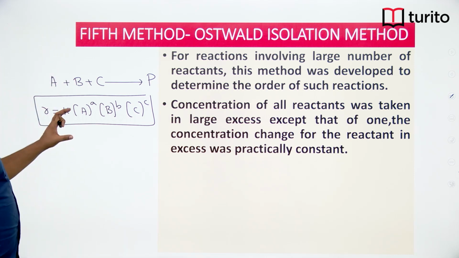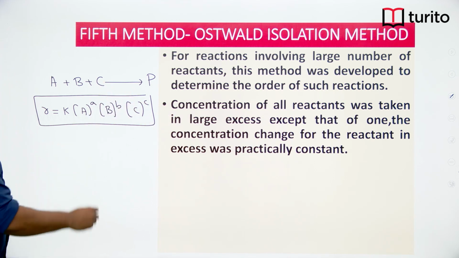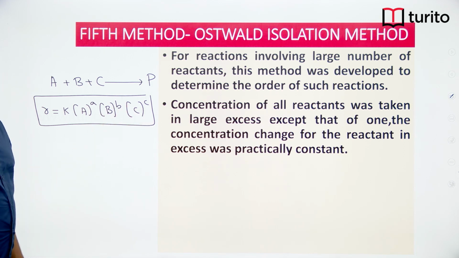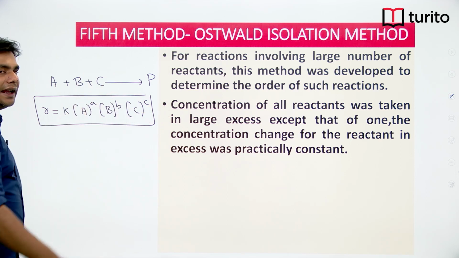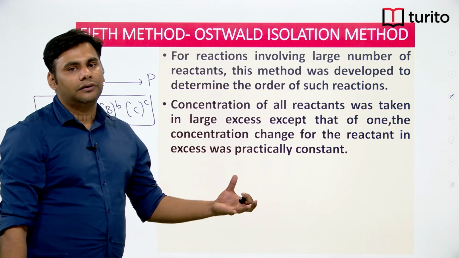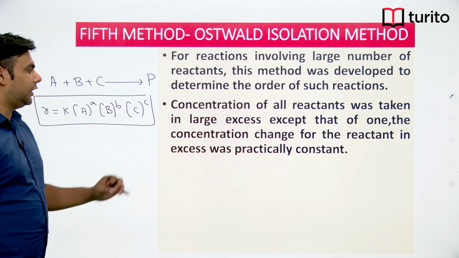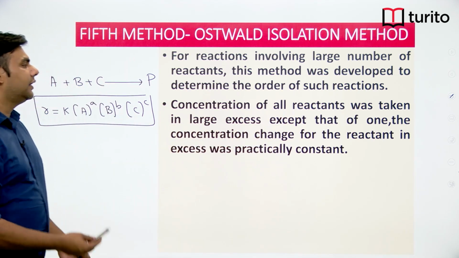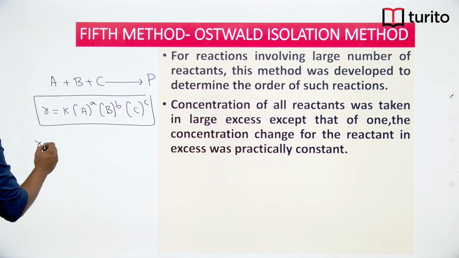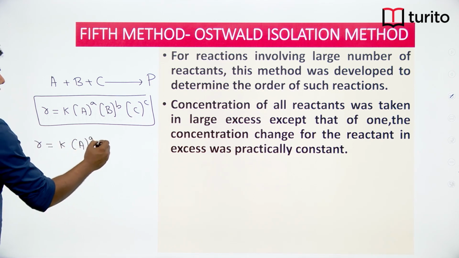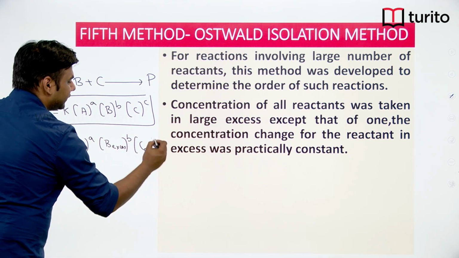So what we will do is increase the concentration of all the reactants except one. Suppose we take B and C in excess. When we take them in excess, the concentration change would be very small, so practically it can be taken as a constant. That is what is written: the concentration of all reactants was taken in large excess except that of one. So suppose we took B in excess, so this is B excess raised to power b into C excess raised to power c.